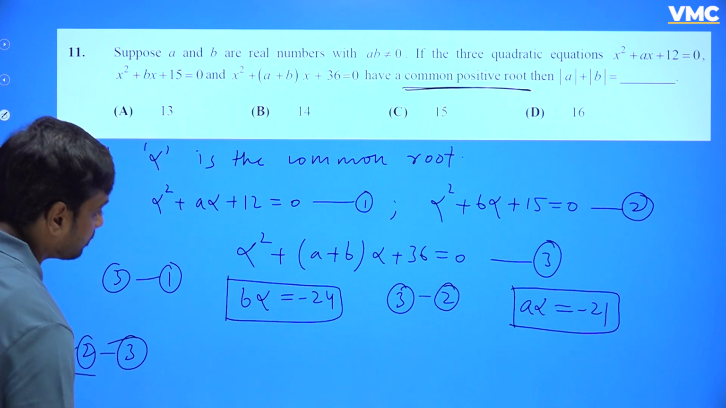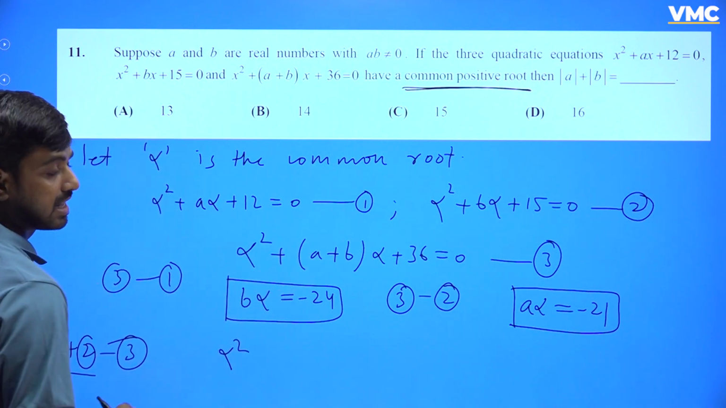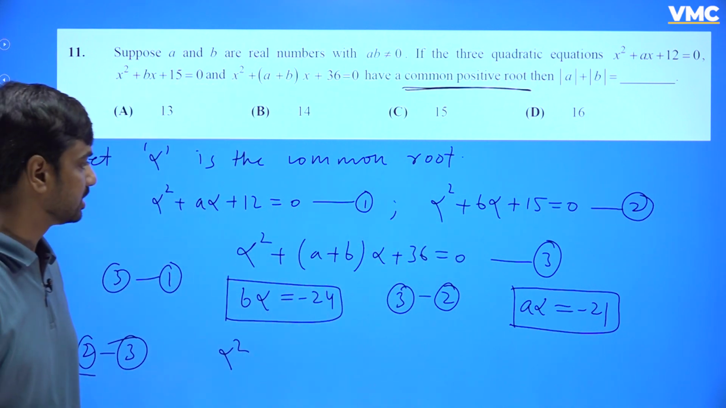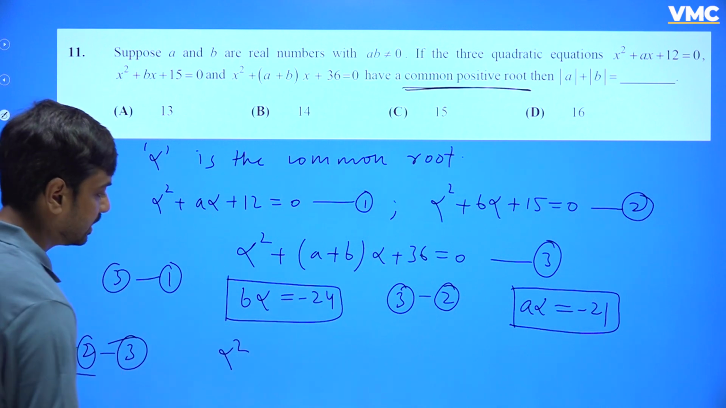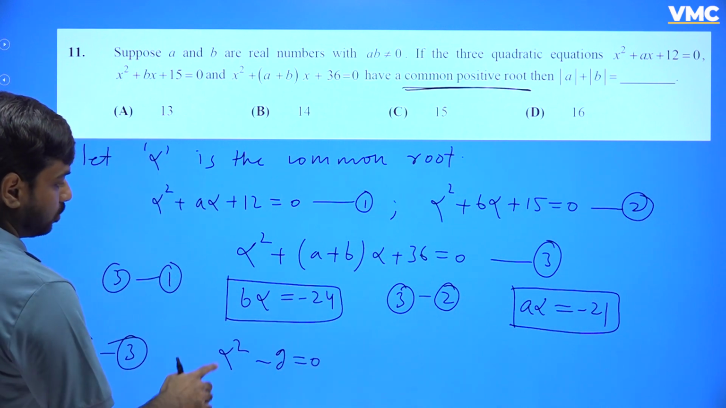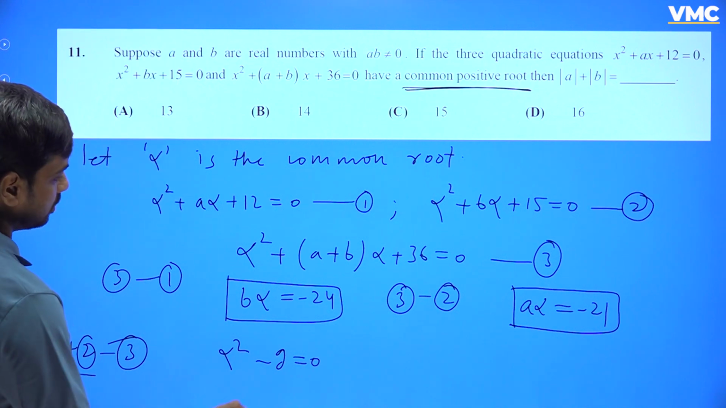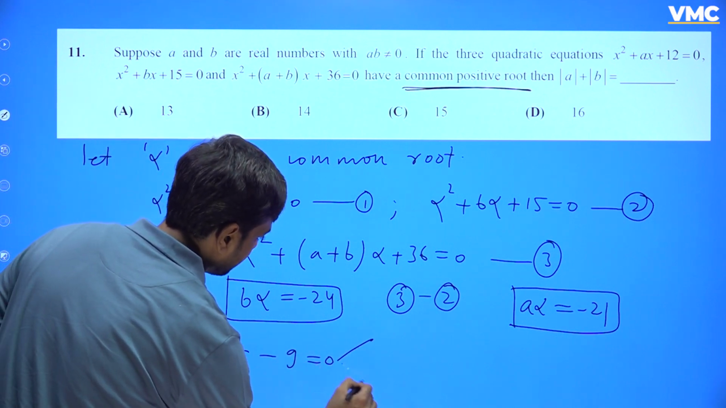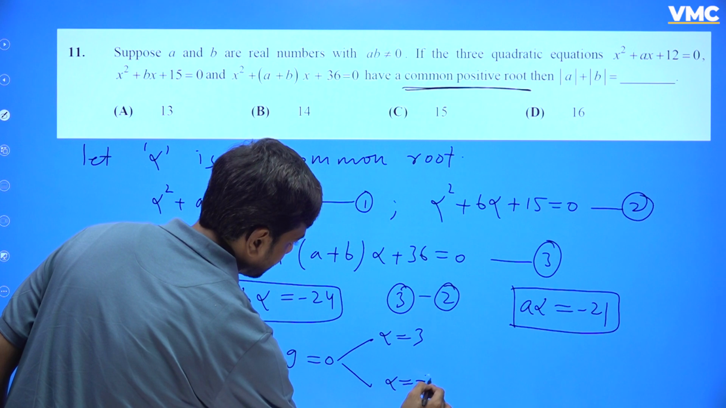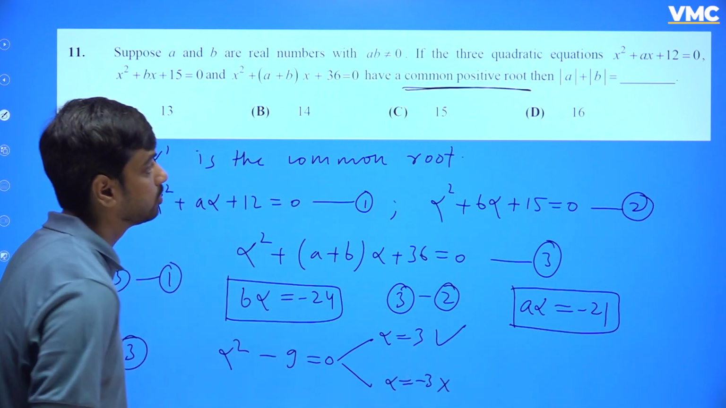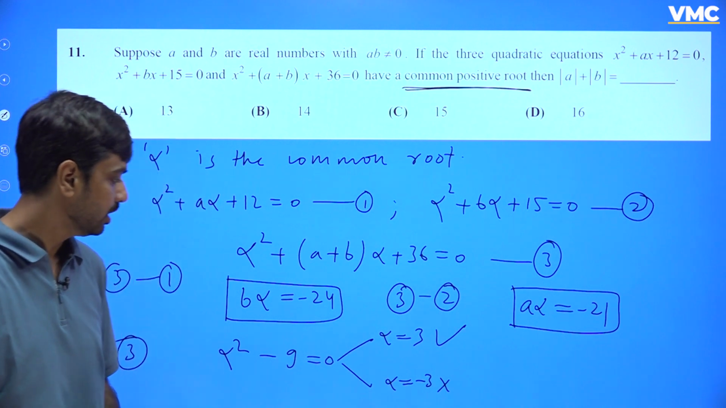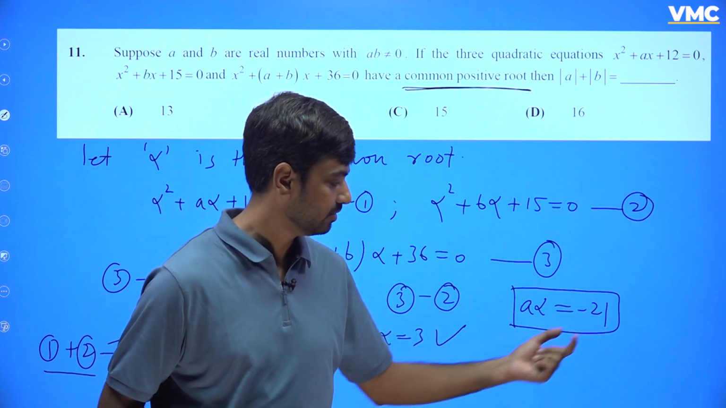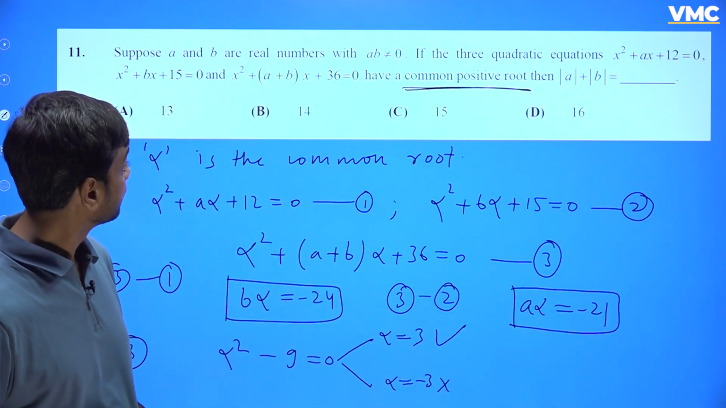So when I subtract, you will get alpha square. Now in this case, a alpha cancels out and b alpha also cancels out. And we have 27 minus 36, that is minus 9, equal to 0. So alpha square minus 9 is equal to 0. So the value of alpha is 3 or minus 3. I can't take minus 3 because in the question it is given that the common root is positive, so I'm taking alpha equal to 3. When you take alpha equal to 3, the value of b is minus 8 and the value of a is minus 7.